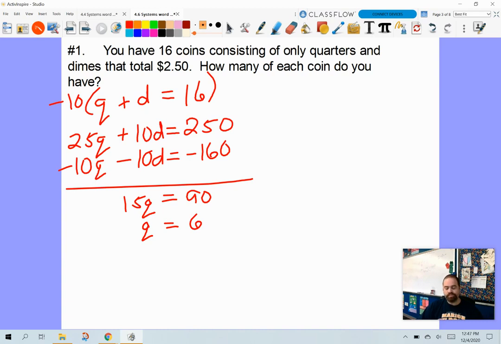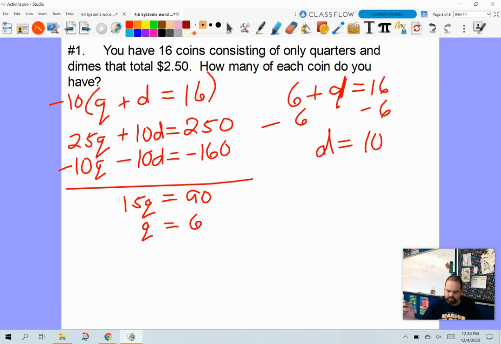I have 6 quarters. When I take that Q value, I'm going to plug it back into my top original equation. So I've got 6 plus my dimes equals 16. So when I subtract 6, I have 10 dimes. Okay, first equation's how many coins. Second equation deals with their value, how many cents they're worth.